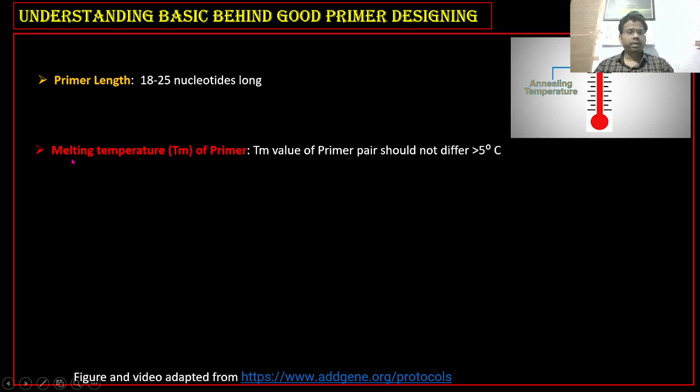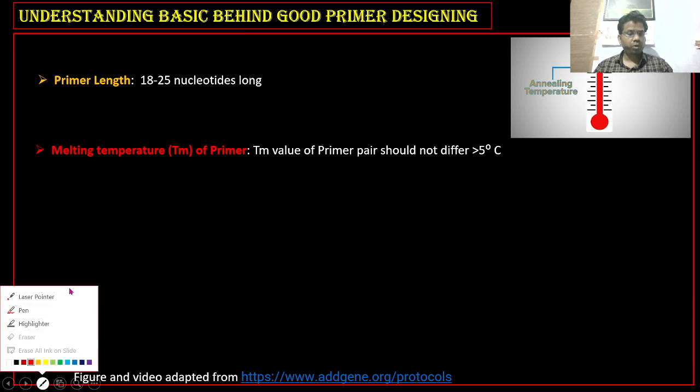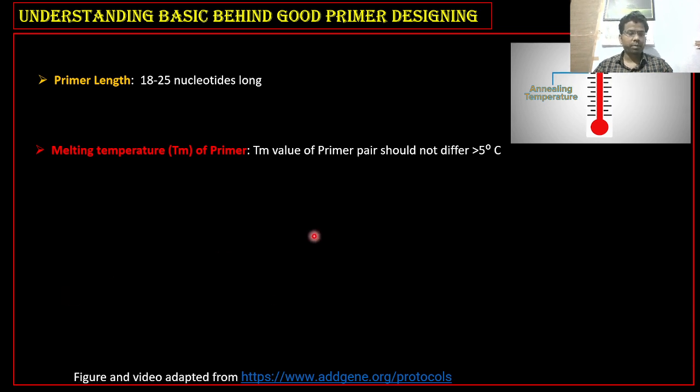The second important thing is melting temperature. The melting temperature difference between the primer pair should not exceed 5 degrees Celsius. Suppose the TM of the forward primer is 55 and the TM of the reverse primer is 65, so the difference is 10 degrees Celsius. If we set the annealing temperature at 55, then only the forward primer will be extended, not the reverse, so we will get very little product. So the TM value should not differ by more than 5 degrees Celsius between the primer pair.